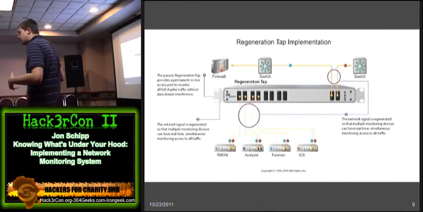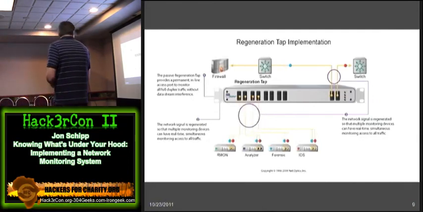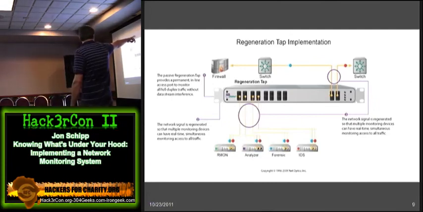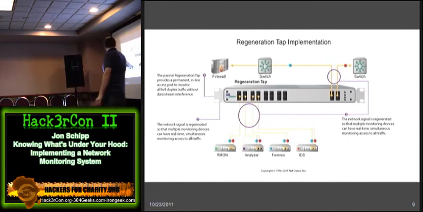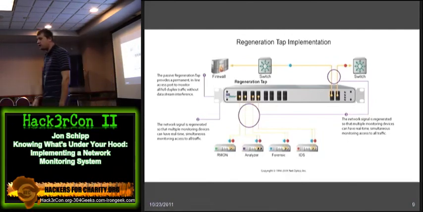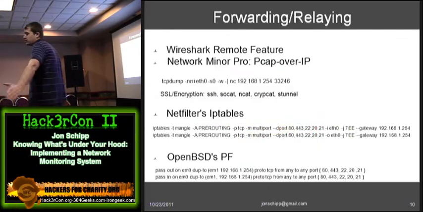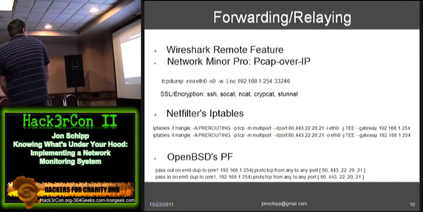So here's an example of a regeneration tap. This device is probably about $400, so it comes in on the switch, regenerates out to the end of this other switch it's going to, and then it copies the data to the analyzing hardware down below, the passive monitoring stuff. And back to forwarding, so here's a few things we can do.